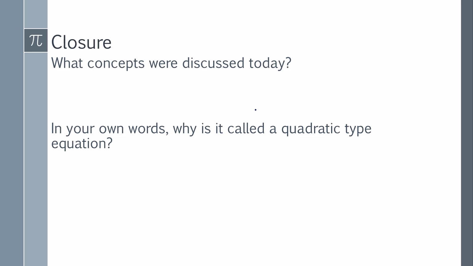So what did we discuss today? We looked at quadratic type equations and using substitution to be able to then solve a quadratic equation. Now, in your own words, why is it called a quadratic type equation? It's called a quadratic type equation because it originally isn't quadratic, but with a little bit of substitution, I can make it look quadratic. This does conclude our lesson.